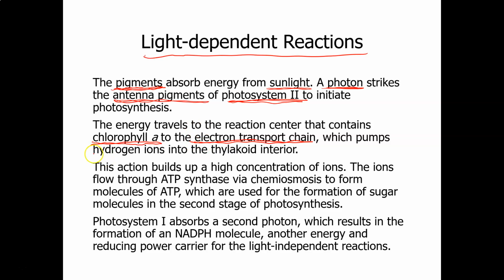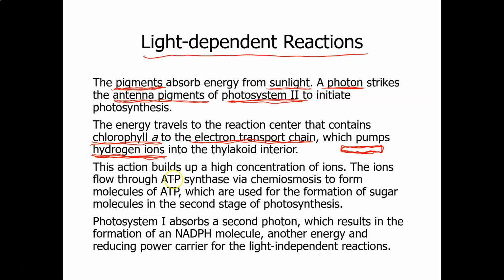which pumps hydrogen ions. Now, where did those hydrogen ions come from? They came from water, into the interior of the thylakoid. Remember, a thylakoid's kind of like a flat disc. So in the membrane of the thylakoid is where photosystem 2 is located, which contains the different pigments. And then the interior of the thylakoid is where the hydrogen ions will build up. So they will build up a high concentration in the interior of the thylakoid.